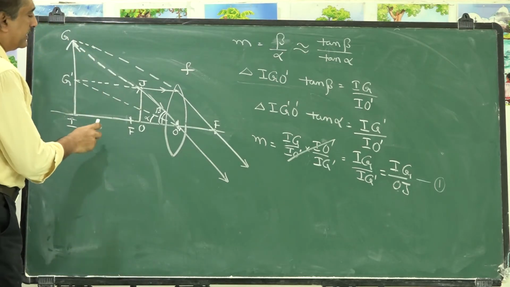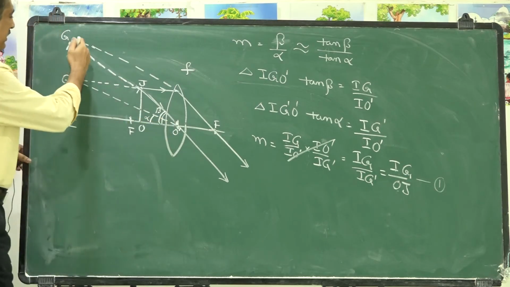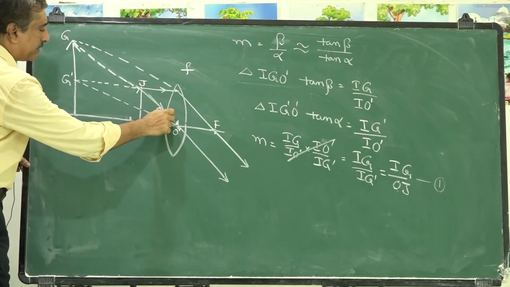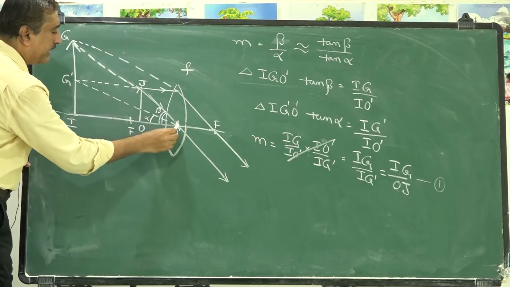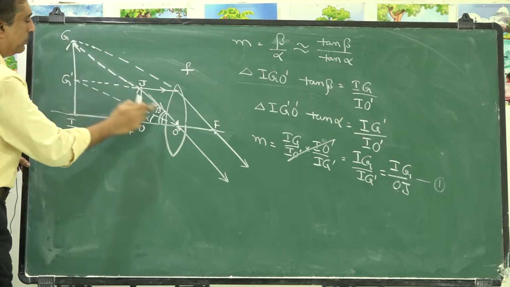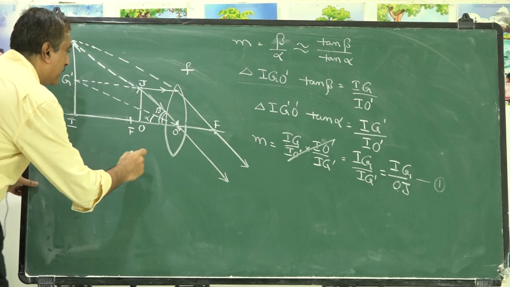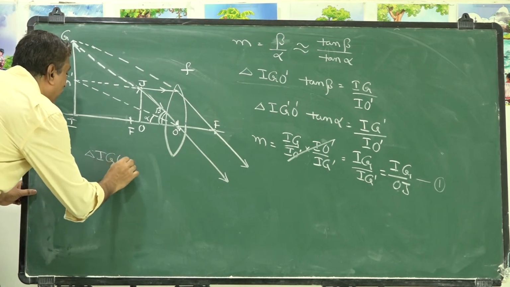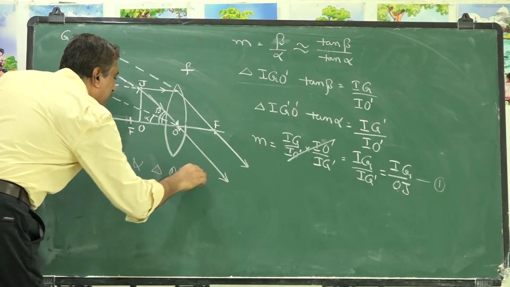Now if we consider this triangle I G O dash, the angle subtended here is beta, and for this triangle O J O dash also, the angle is again beta. That means triangles I G O dash and O J O dash are similar triangles. Triangle I G O dash and triangle O J O dash are similar.